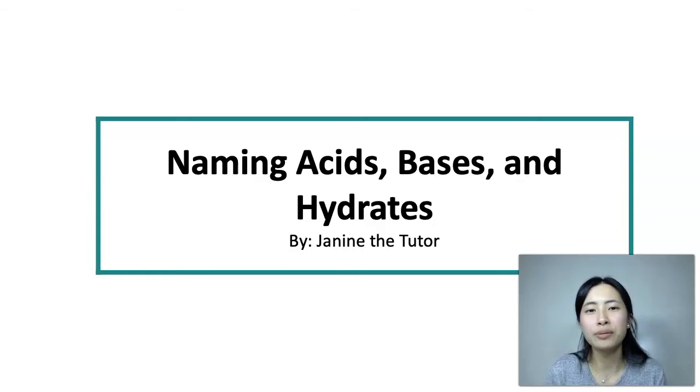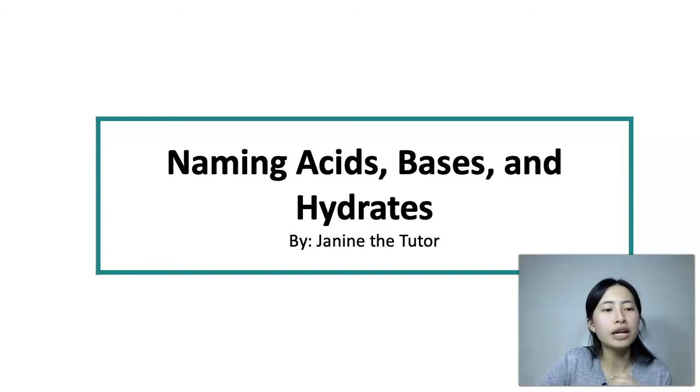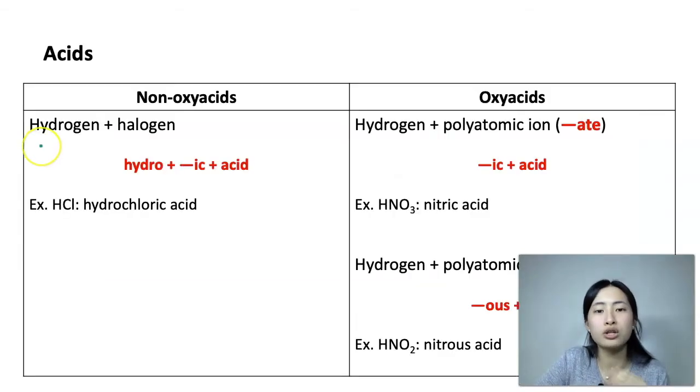In this video, I will be covering naming acids, bases, and hydrates, so without further ado, let's begin. When we're naming acids, it's important to consider that there are two types of acids. We have non-oxy acids and oxyacids. These two are categorized based on the presence of oxygen.